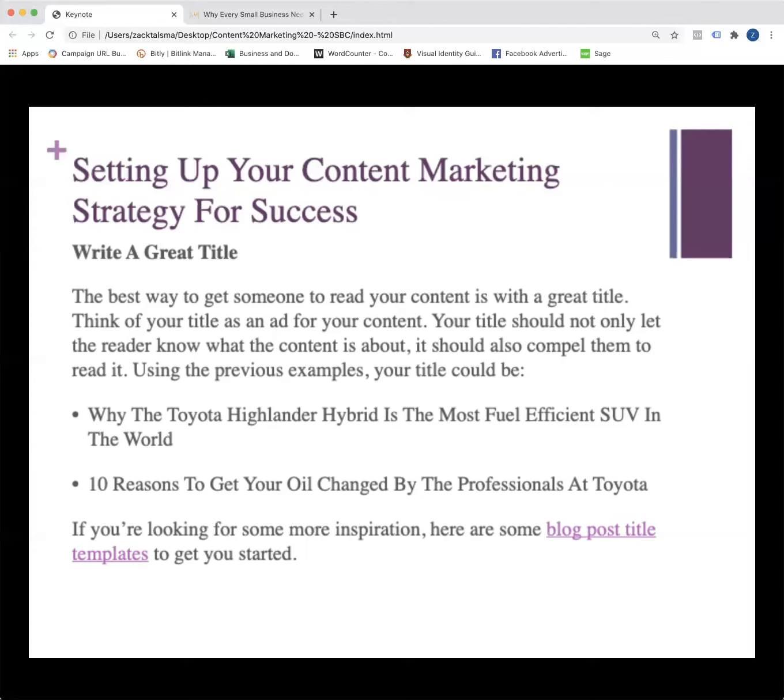So using our previous examples, you would have "Why the Toyota Highlander Hybrid is the most fuel efficient SUV in the world." So a very strong statement for someone looking for fuel efficiency in an SUV. Okay, well, let's see why. It's a good reason to click on that article. Even if they think you're full of it, they're still going to read on, likely, to see your point of view on that.